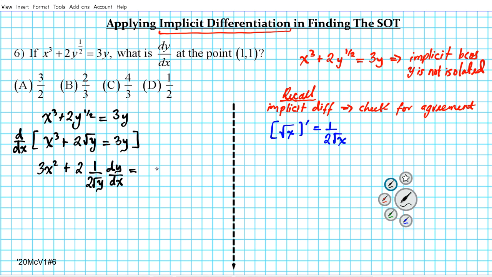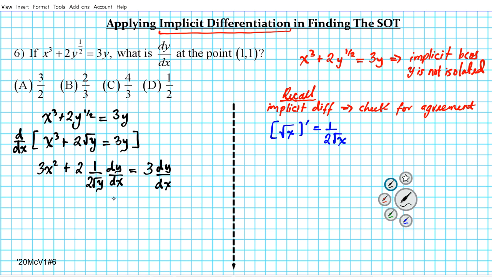When you differentiate 3y, the derivative is 3, and since there's a disagreement, you add on dy/dx. So after differentiating implicitly, what we're going to do now is basically algebra. We're going to collect all the terms with dy/dx to one side of the equation, then factor out dy/dx and isolate dy/dx. So collect, factor, and isolate.